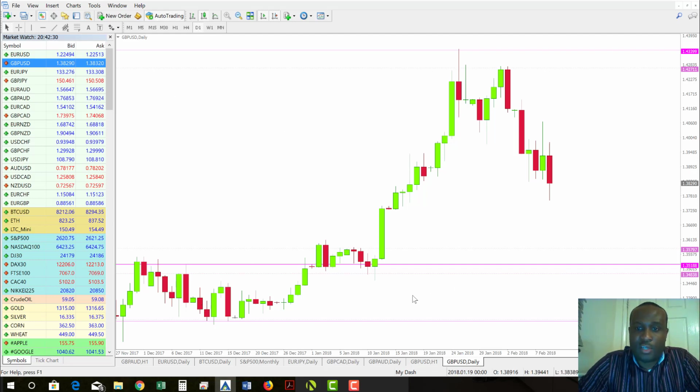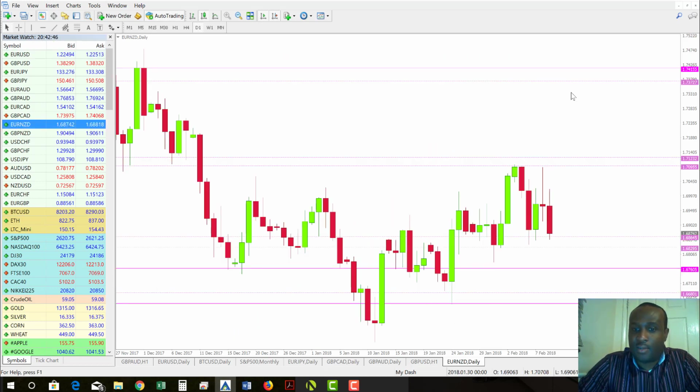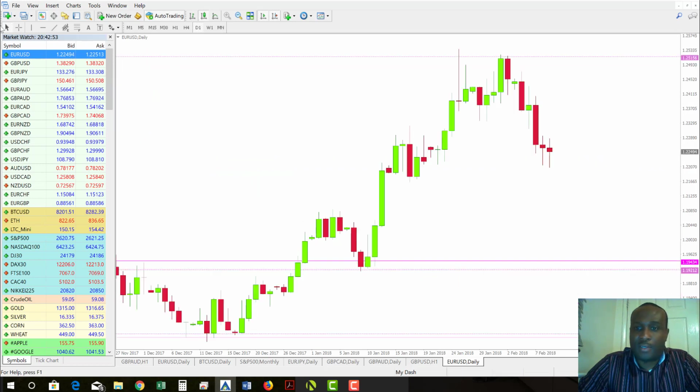I've got some levels on the GBP USD, and if I change the currency pair, it automatically draws the lines for me on the next one. If I go to Euro NZD, again a new set of lines is drawn. It just makes life easy for me. So let's go back to Euro USD.